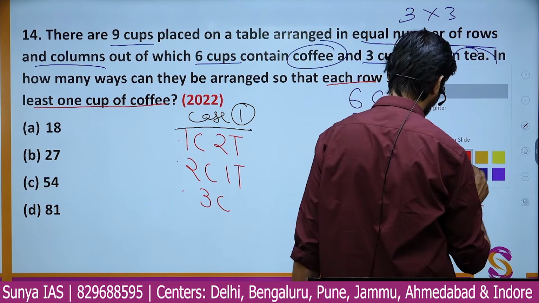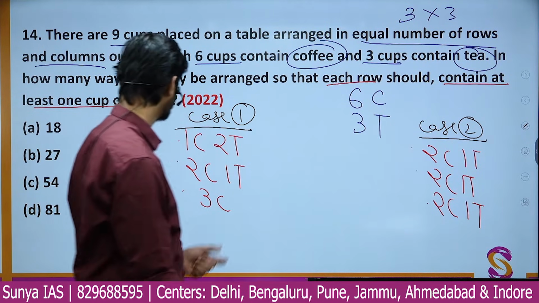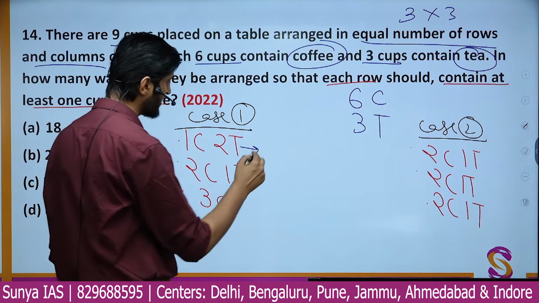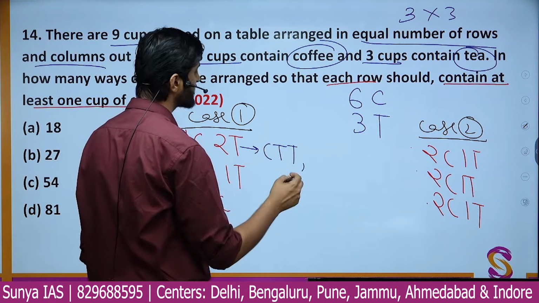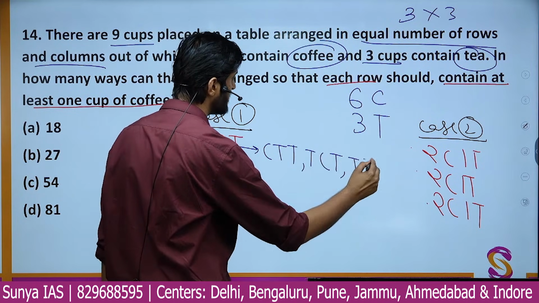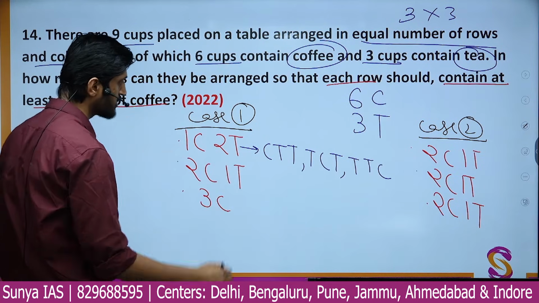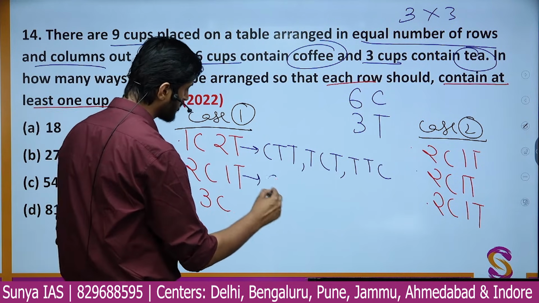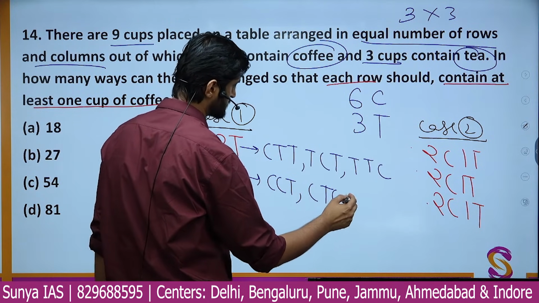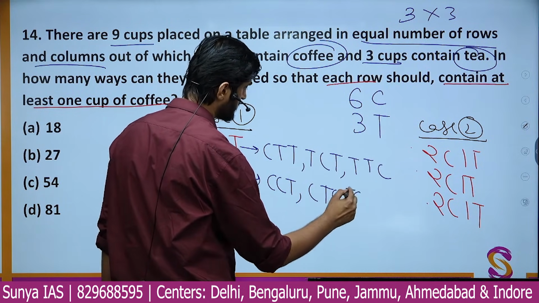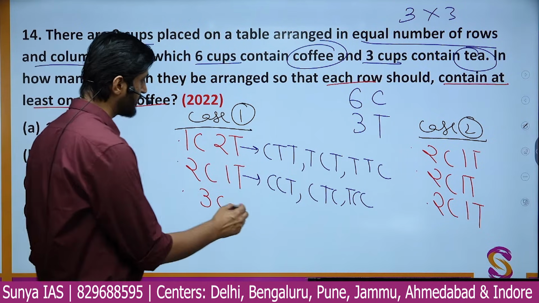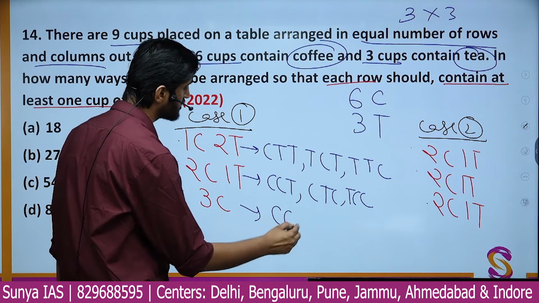So here, if 1 coffee and 2 teas are there in a row, we can have 3 possible arrangements. We can have coffee, tea and tea. Further we can have tea, coffee and tea, and then we can have tea, tea and coffee. These are the 3 possible arrangements. Similarly here also we will have coffee, coffee, tea; coffee, tea, coffee; and then tea, coffee and coffee. These are again the 3 possible arrangements. Here since all of them are coffee, we have only one arrangement which is C, C and C.